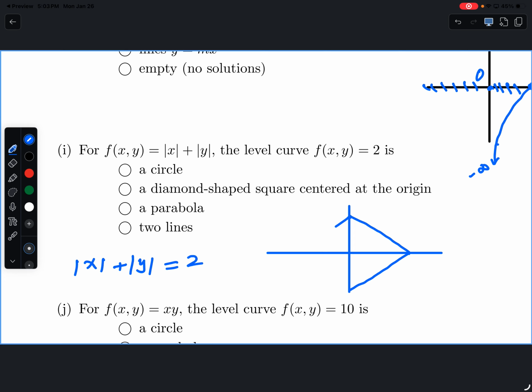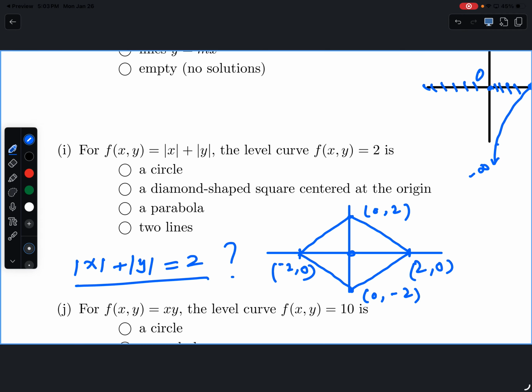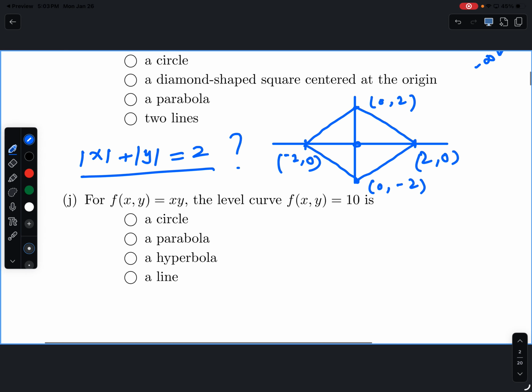it's very surprising to know that the graph of this function looks like a diamond, centered at origin, and this value is 2, and this value is negative 2 in the x-axis, and this value is 0, 2. This value is 0, negative 2. Like this should be 2, 0, and this should be negative 2, 0. So this is going to be an exercise for you to check why this is so.